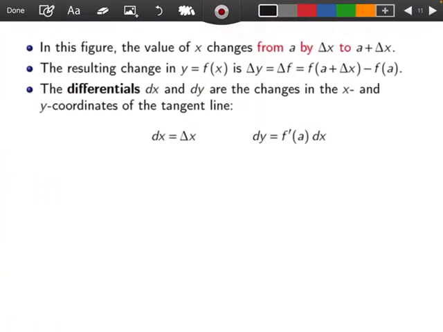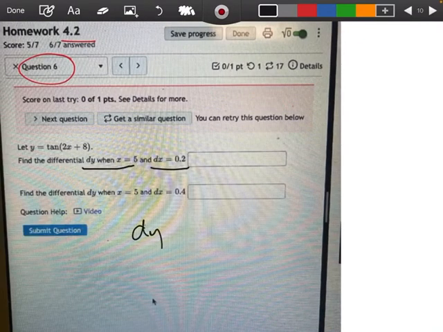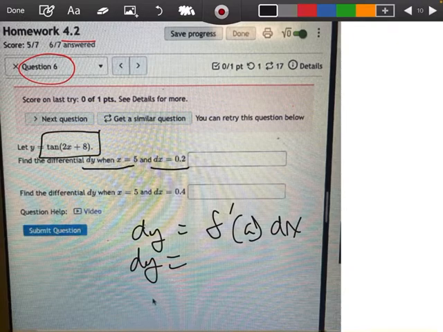And the way we find our dy, y'all, we're going to take the derivative and we're going to evaluate it at the particular value they give me. And we're going to multiply that by dx, okay? So I'm going to write right here, dy is going to be f prime at a times my dx, okay?